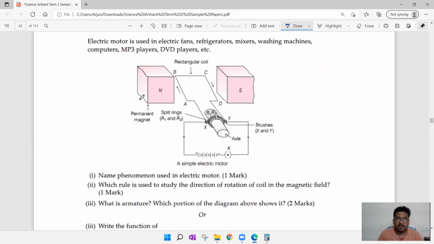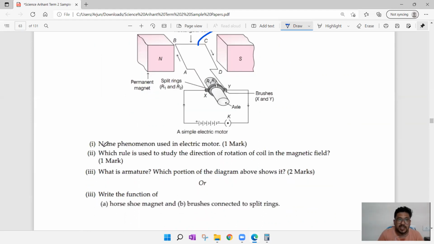While drawing the diagram, there should be two magnets with N and S and a commutator segment. You see this rectangular coil, which is nothing but the armature. The armature is the rectangular conducting loop which is placed in between the magnetic field and which is connected to split rings, brushes, and connected to a cell. And you have to mention the north and south poles if they ask you to draw the diagram. And for the coil they have mentioned A, B, C, D.